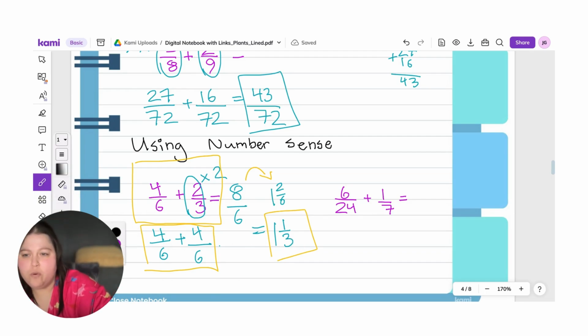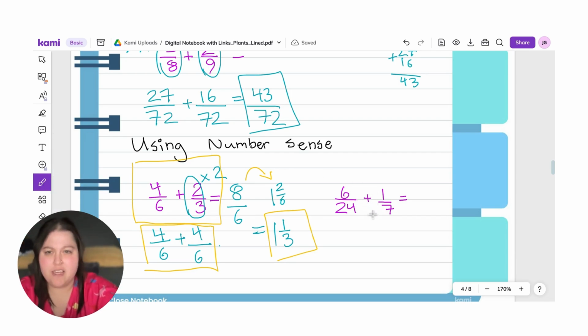So let's just do one more example, processing it logically using some of our number sense. I have 6 over 24 plus 1 over 7. The second one is a little more complicated, so I'm just going to talk you through how I would approach this problem if I wasn't using one of my other methods. I know 6 over 24 can be reduced, and I know that that is actually representing a quarter, 1 over 4. I was able to do that using my number sense. It was a mathematical process I could complete inside my brain.